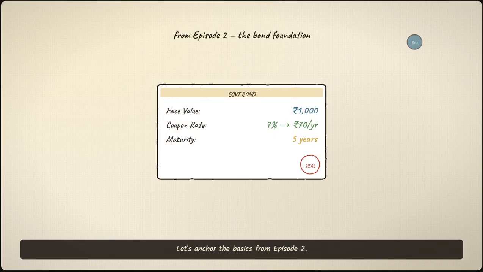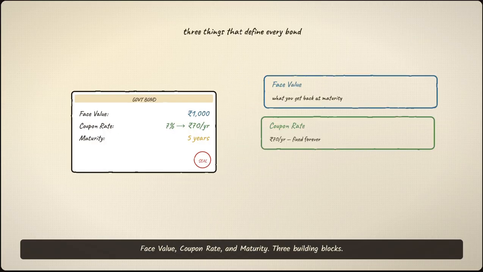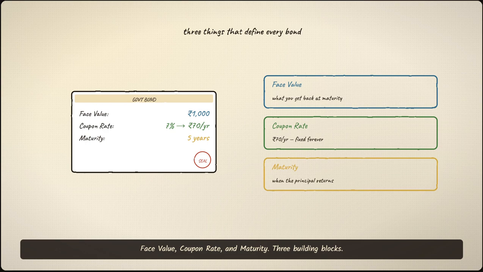Before we go deep, let's anchor the foundation from episode 2. A bond has a face value, typically 1000, which is what the issuer returns to you at maturity. It has a coupon rate, say 7%, which means it pays 70 rupees per year. And it has a maturity date, which is when you get your principal back.